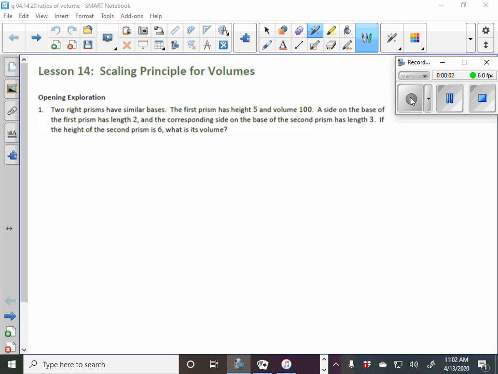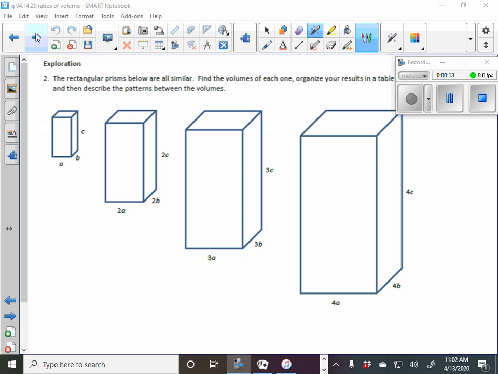Okay, scaling principles for volume. We're going to continue to work with volume, but in this case, we need to pay attention to the scaling principles. This opening exercise, I'm going to skip, and we're going to look directly at problem number 2. We are looking at page 132. And they asked us to find the volume of each of these.